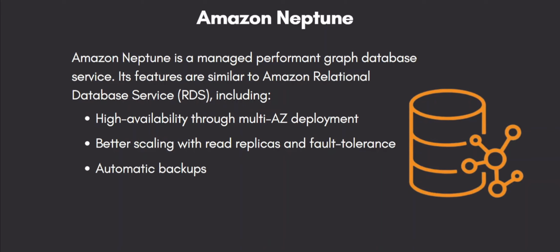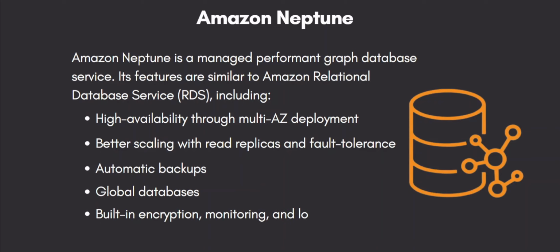It automatically takes daily backups, and users can get a manual snapshot when they need. You can create a global database that enables fast local reads with low latency in each region. A global database also provides disaster recovery from region-wide outages. All data in the database is encrypted by default with AWS Key Management Service.